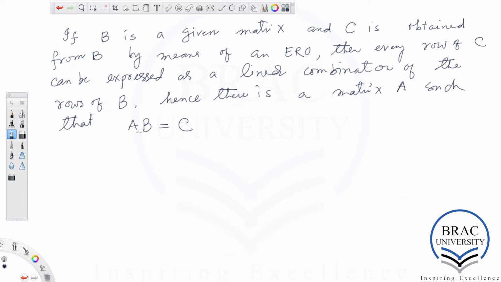So on the left side, we have a linear combination of the rows of B, and that is equal to the matrix C. So each row of C is written as a linear combination of the rows of B. That's what we have written down here. Each row of C can be expressed as a linear combination of the rows of B. Okay, this is written using a matrix equation like this.